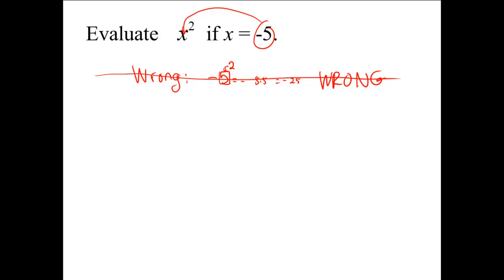So what should we do instead? Well, -5 will go in place of x, but whenever we insert a negative number, we should wrap it in parentheses. So we have -5 wrapped in parentheses raised to the second power. And that means -5 times -5. Negative times negative is positive, and we get positive 25 as our answer.